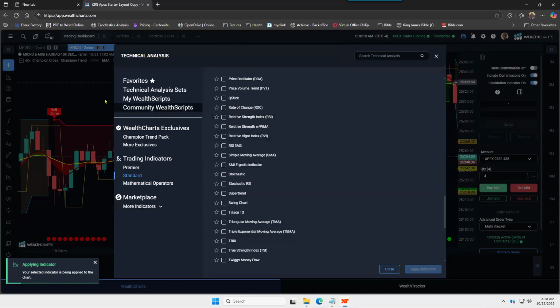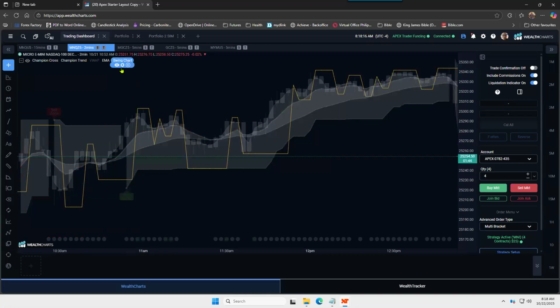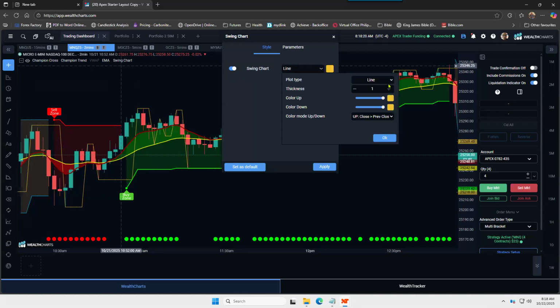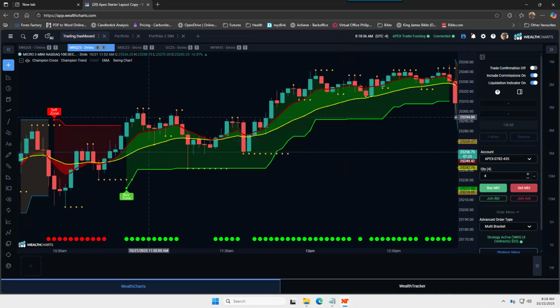Or if you want, which I have here close, you can do this swing also like this. Swing, and you can have dots right there. See that? Right there. Make that a little bigger. So here's swing points, right? Okay, apply. Those are dots.